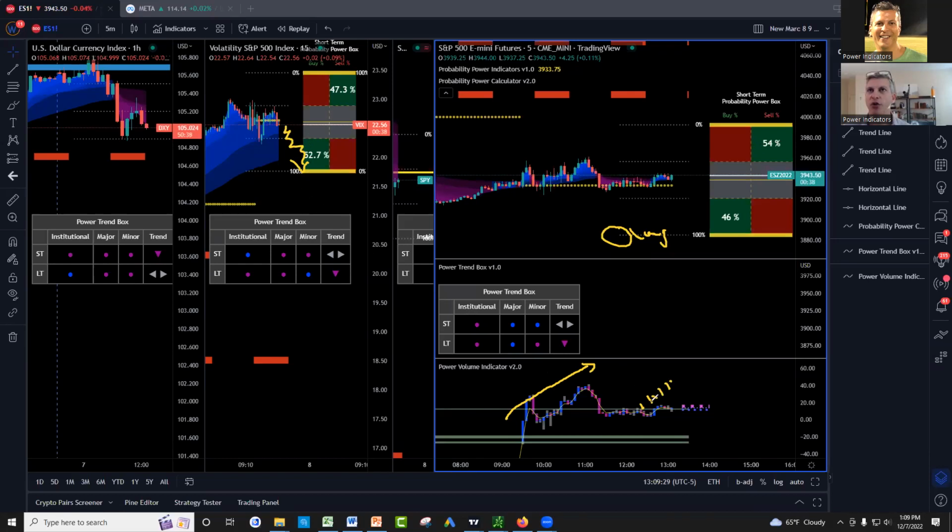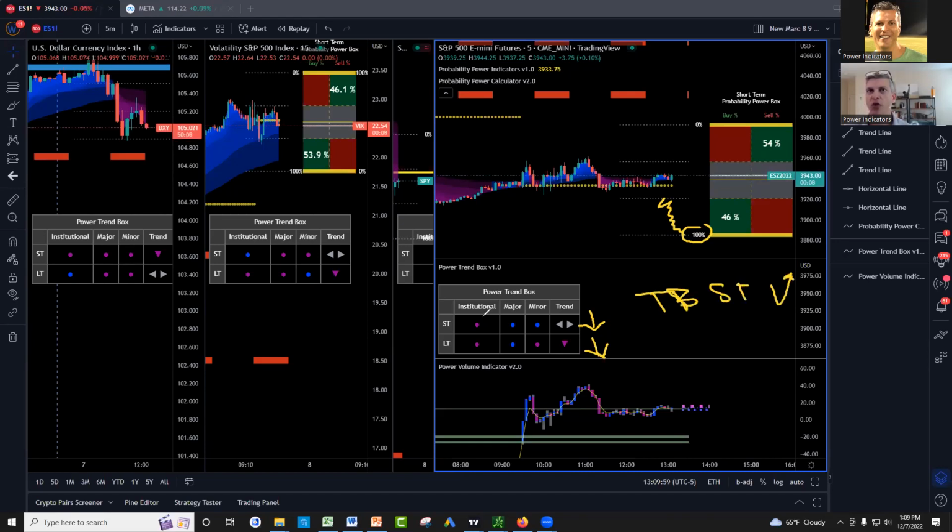Well, if the internals are not with you, and now you have the trend box in addition to that, to help you make better decisions, and the trend box shows down for the long-term calculator and swing trading and investing, and down for the day trading, even though it's coming close to the 100% here, you don't have a signal. You need the trend box short term to start reversing.